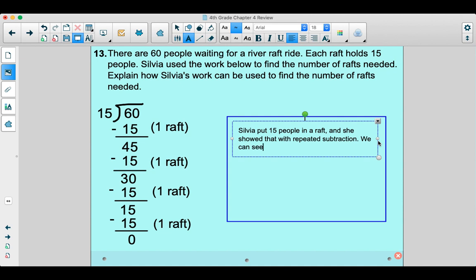We can see that Sylvia will need how many rafts? 1, 2, 3, 4. 4 rafts. All right, there we go. Dunzo.